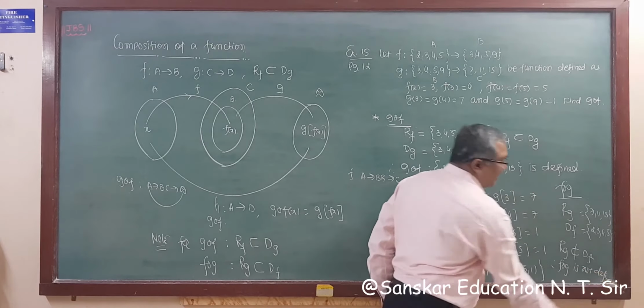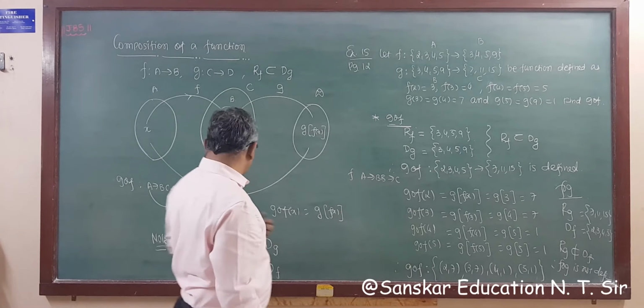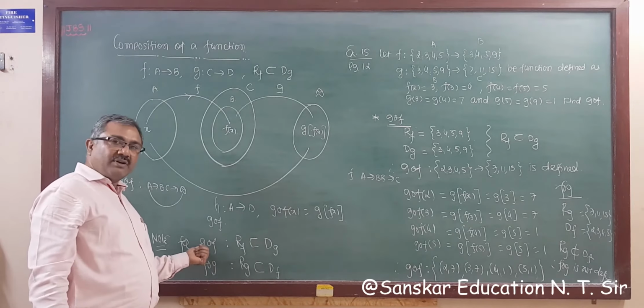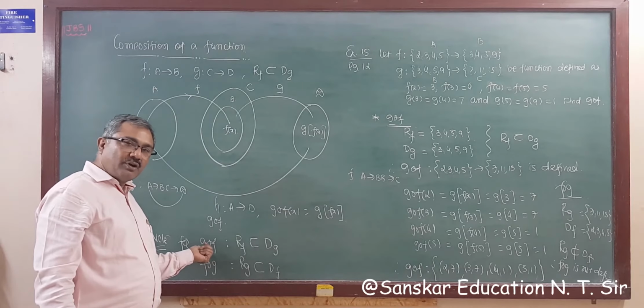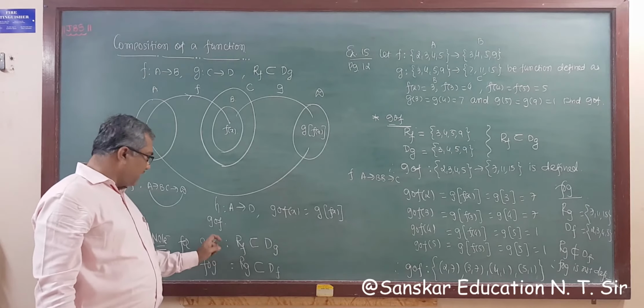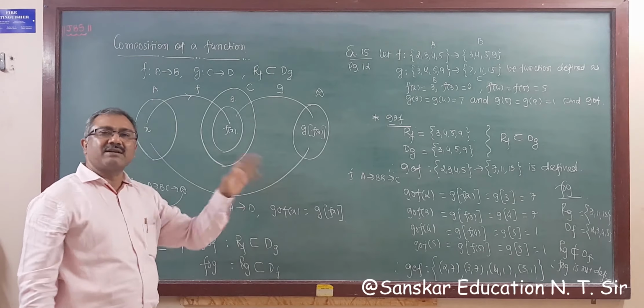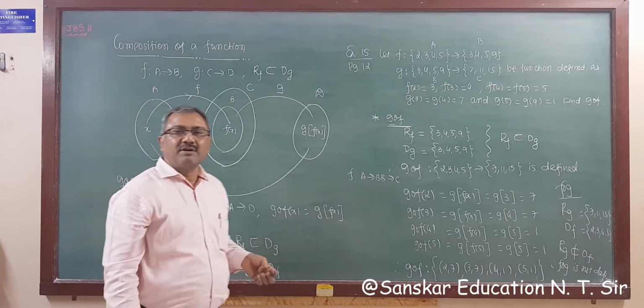Okay? Got it? So this is important: for G over F you need the range of F to be a subset of the domain of G. You have to remember that for any two functions, the range of the first function is a subset of the domain of the second function. That is a required condition for the composition of functions.